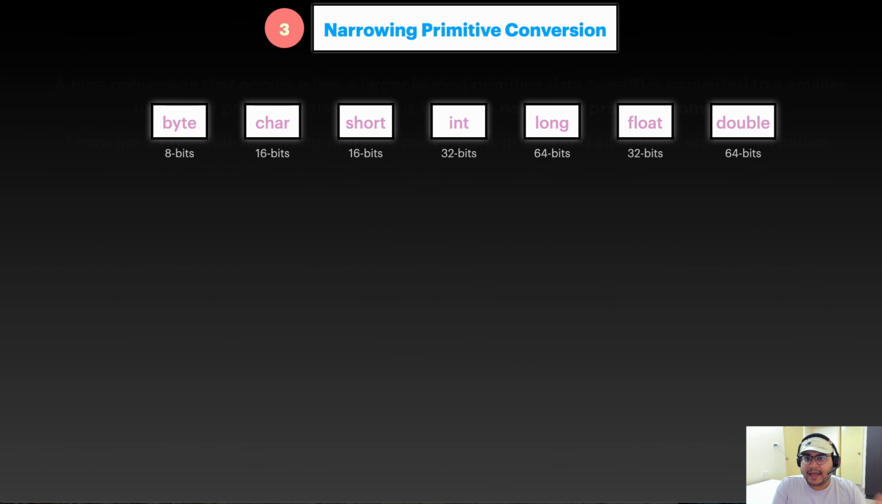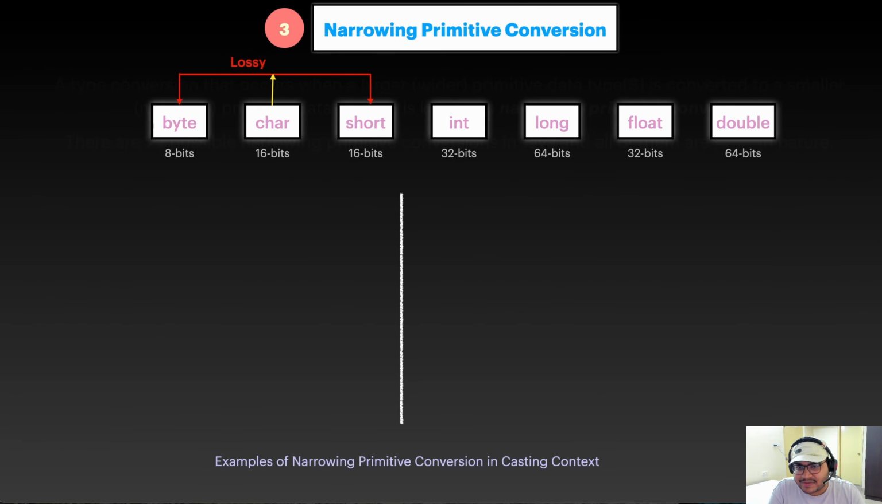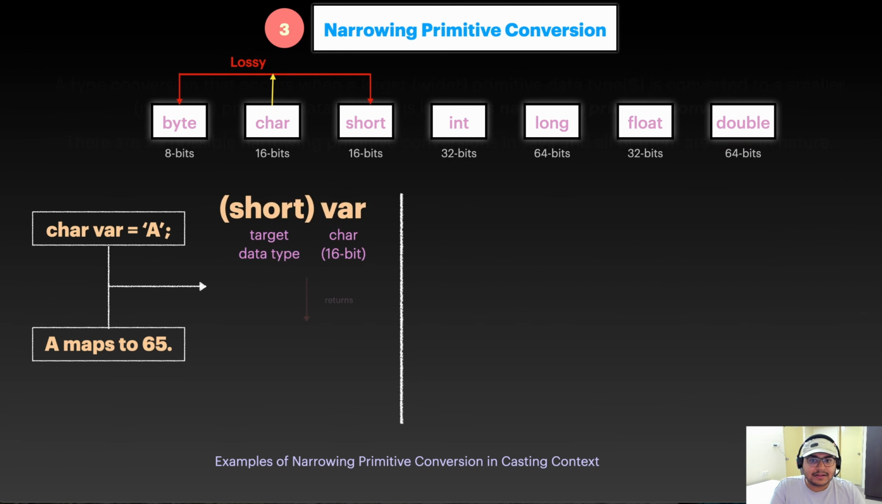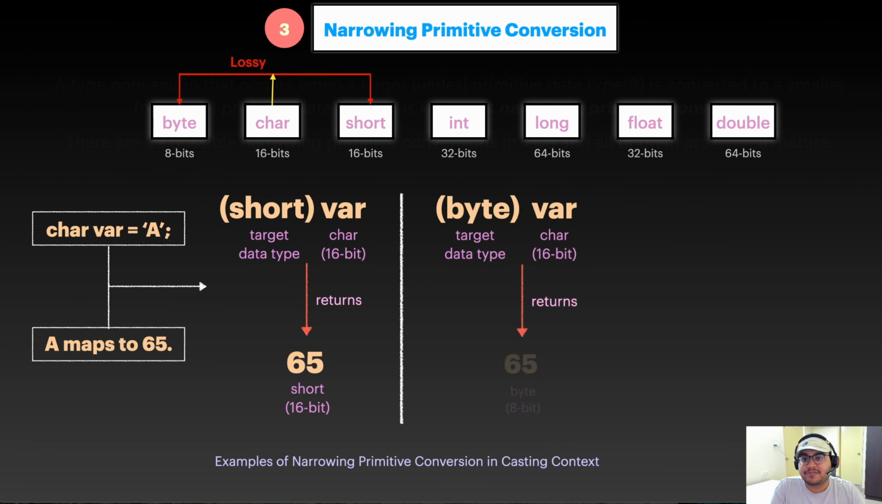Next, we have narrowing primitive conversions from char to short or byte. These conversions are also lossy for the same reasons. For example, consider a char variable var storing the character a, which maps to the integer value 65. When cast to short or byte, the integral value 65 is returned. Pretty easy, right?